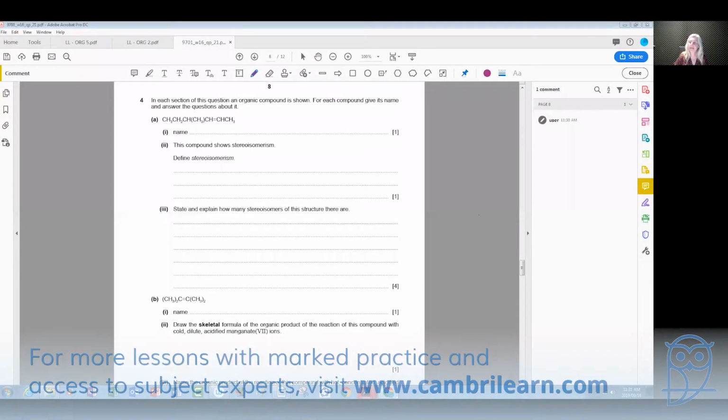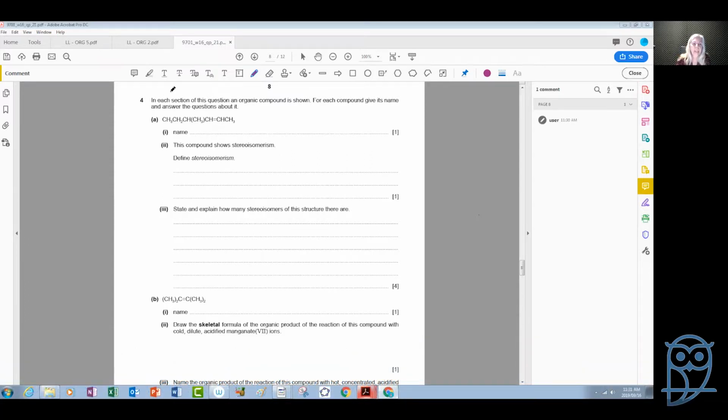Let us see an example of an organic chemistry question from a past exam paper, like this one, for example. In each section of this question, an organic compound is shown. For each compound, give its name and answer the questions about it. So here is the first one. We need to find the name of this compound.